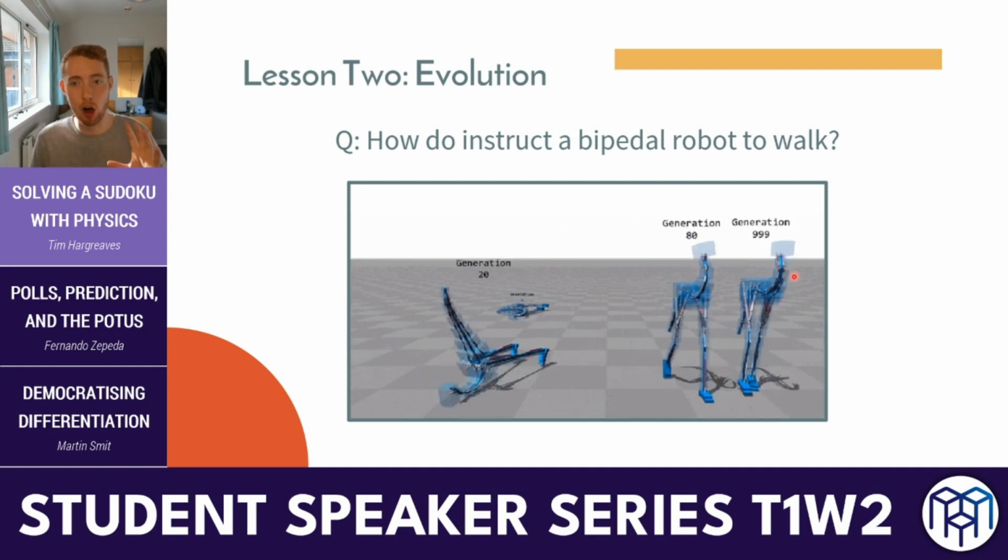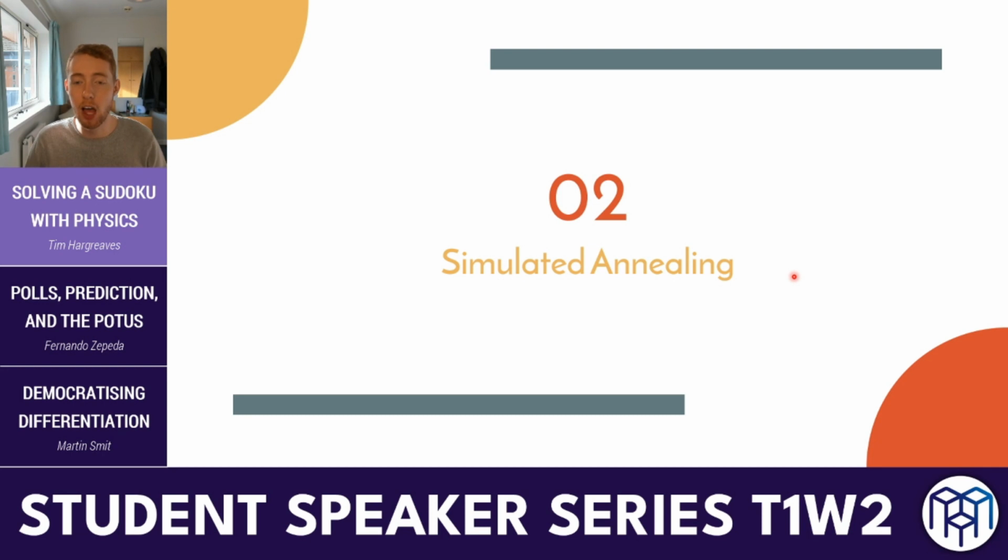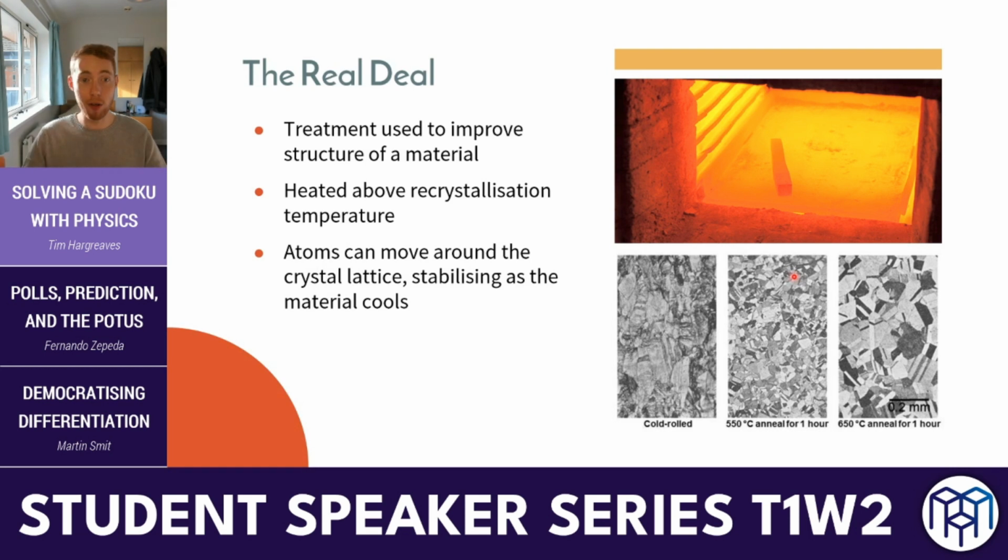But we're going to focus on a specific example called annealing. Okay, and we're going to take this annealing method and try to turn it into an algorithm that we can use for solving problems, and that's known as simulated annealing. But let's start with the real deal.